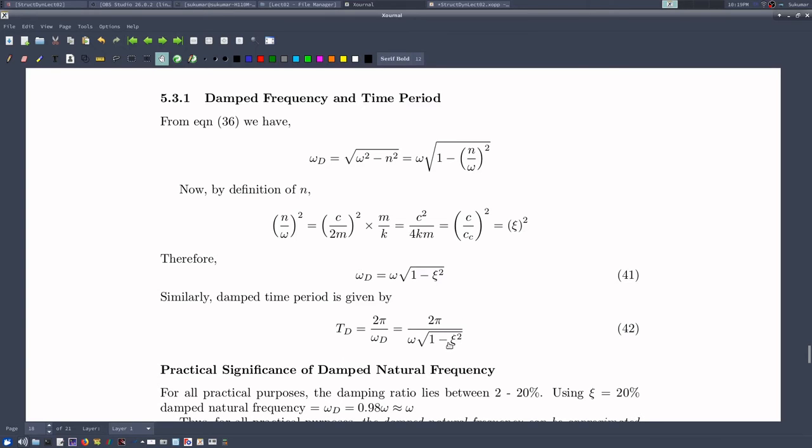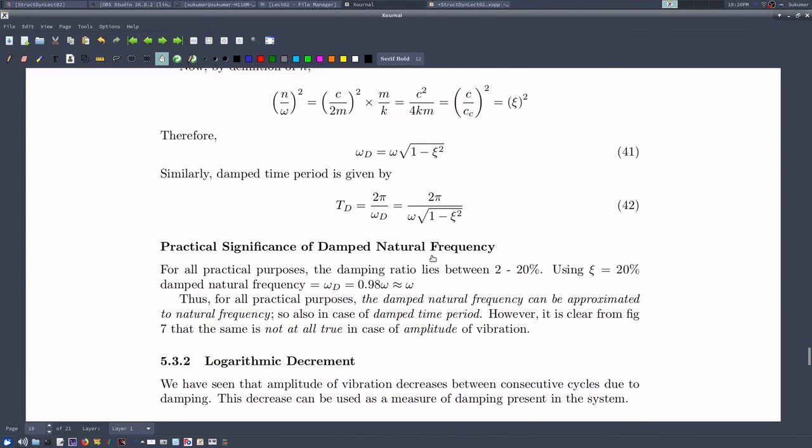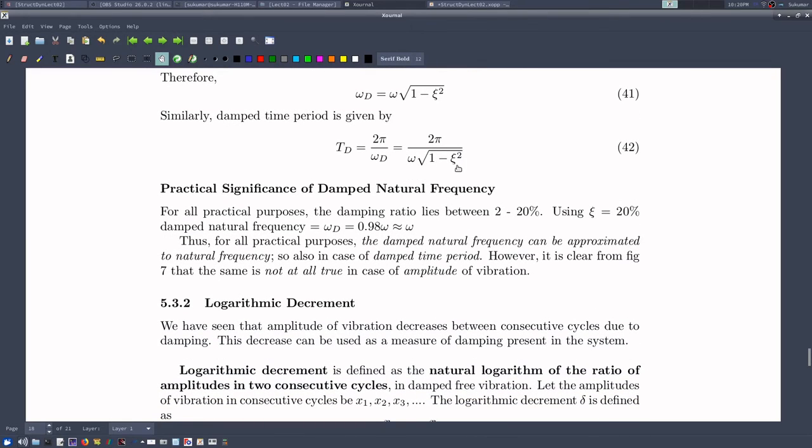All right. So this is how we can express the damped time period in terms of damping ratio. Now, what is the physical significance of damping ratio? You see, for most practical structures, the damping ratio lies between 2 to 20%. And if I use damping ratio as 0.2, that is 20%, then omega d is nearly equal to 0.98 omega. That means nearly 100% omega, so almost equal to omega.